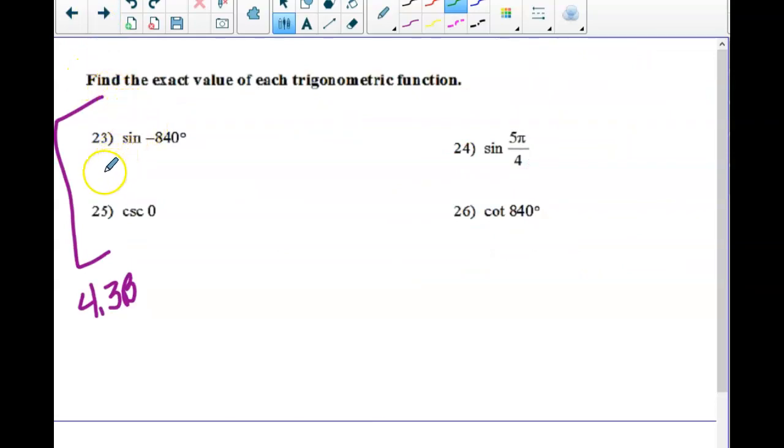I think maybe one is okay. 0, the ordered pair is 1, 0. So the cosecant is what? Cosecant is the reciprocal of sine. What is the reciprocal of 0? Yeah, it's 1 over 0, which is undefined.